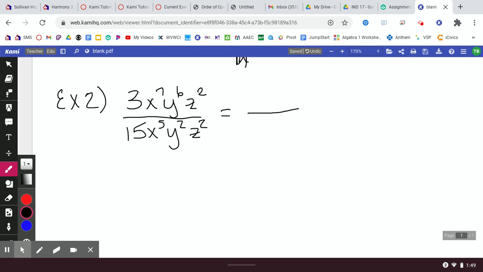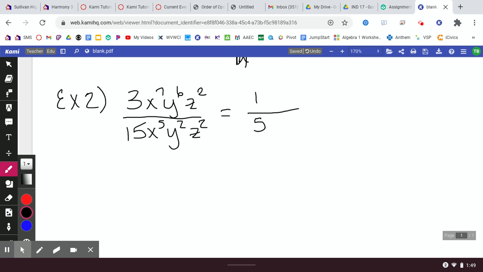And if I cover up all the x, y, z's and I just have 3 over 15, how would you reduce 3 over 15? Yeah, 1 over 5. 3 over 15 reduces to 1 over 5. They're both divisible by 3. 3 divided by 3 is 1. 15 divided by 3 is 5. Okay? Now I go one at a time, just through the alphabet.